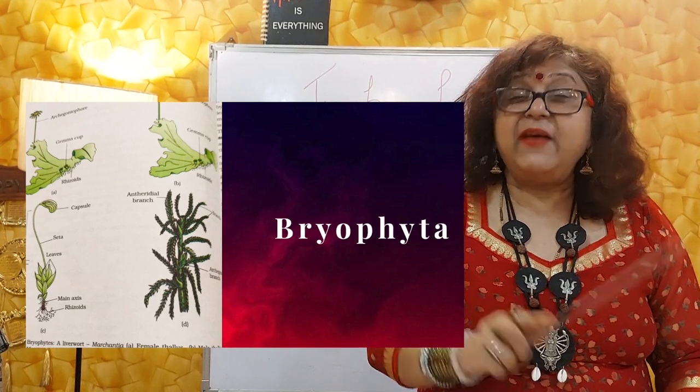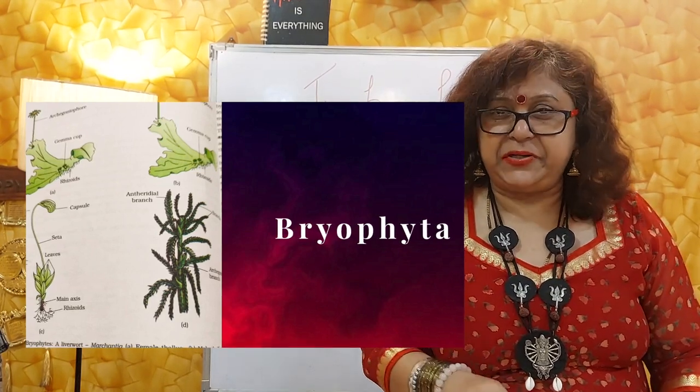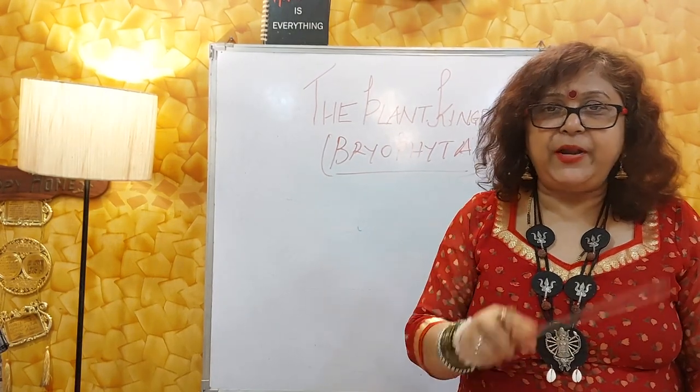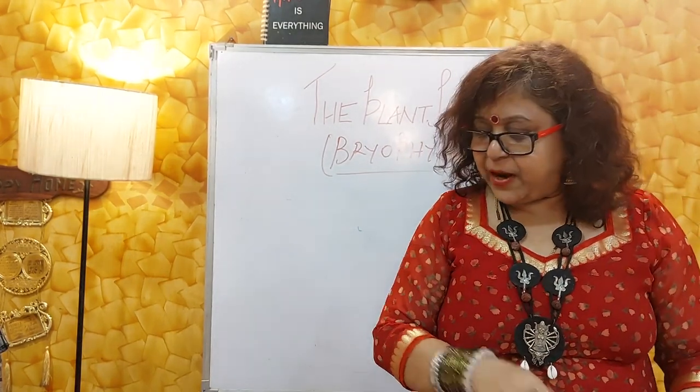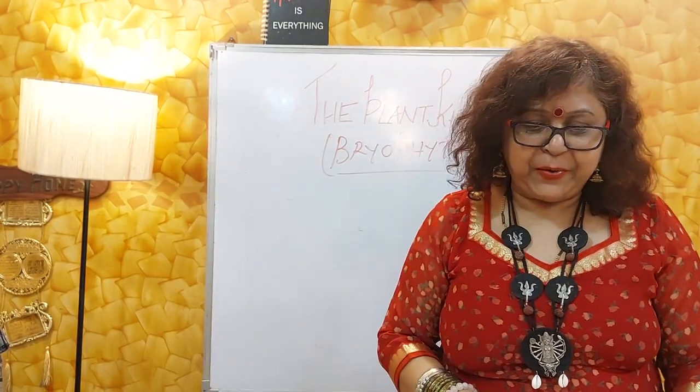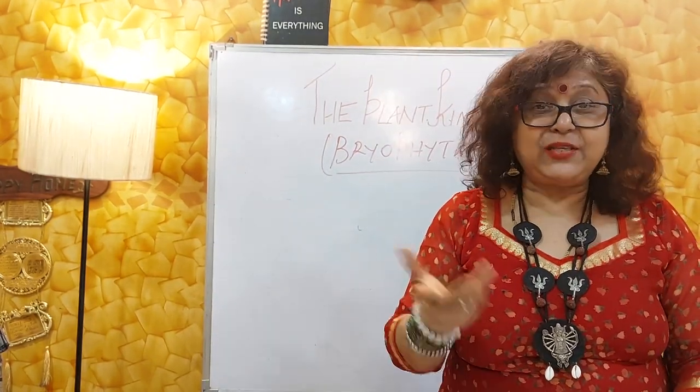Very important. Sphagnum, for example, is used for peat formation. You will see that later on. Now, what about the thallus part? How is the body organized? Like you read for algae, Bryophyta will also be read under the headings habitat, as I told you. Then the thallus. What about the thallus of Bryophyta?